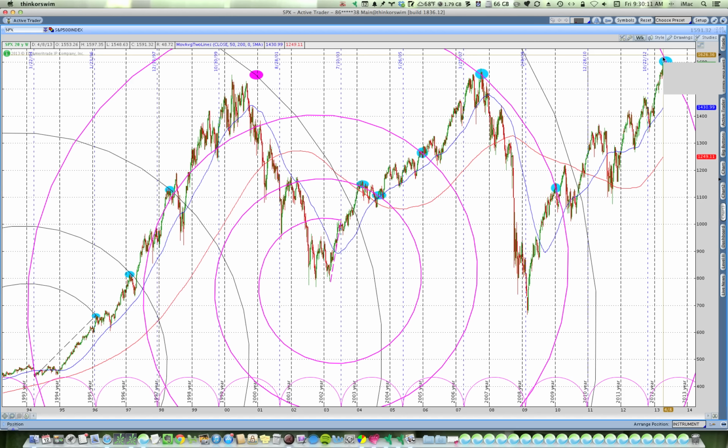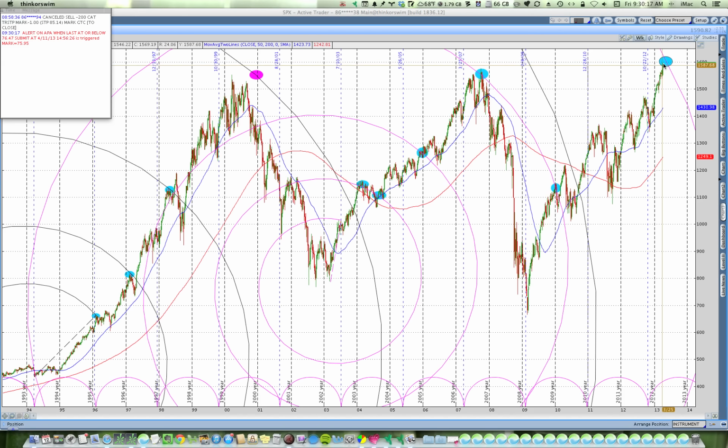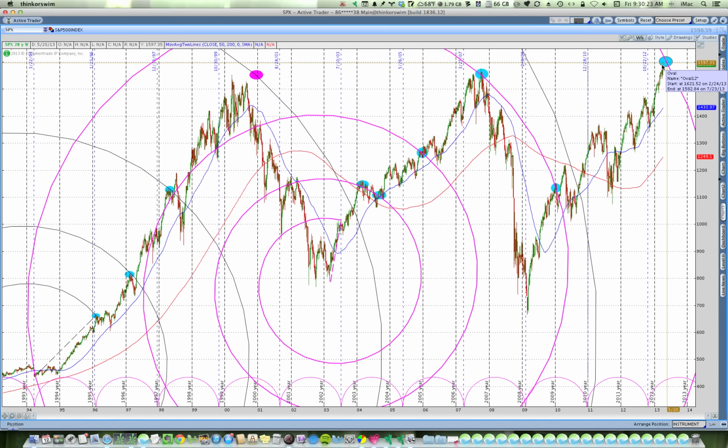Probably won't happen, but you see that the spiral is starting to move down, so as each week goes by, hitting this spiral becomes easier and easier. So I'm starting to think now that the market is looking at this cycle, and we won't have a pullback until we come very close to or hit this spiral line.